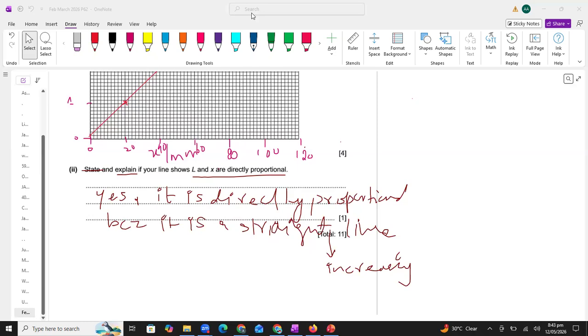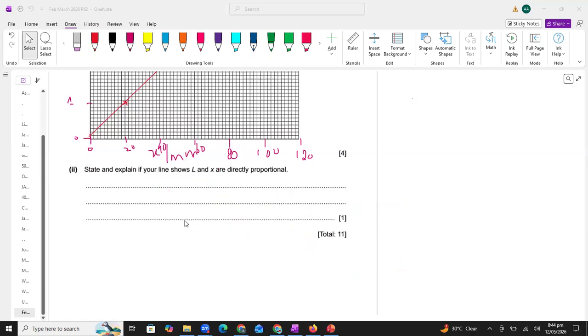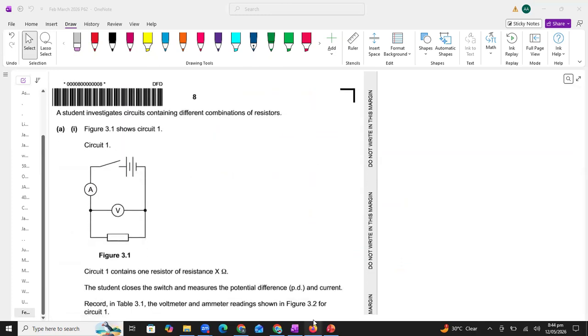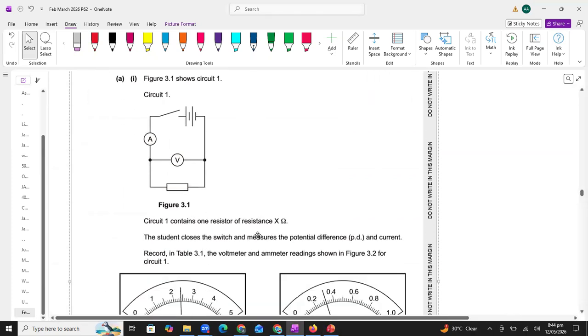Did you understand these questions, students? All right, beta. Now I'm going to clear the screen. We have done this graph. I'm moving towards the next question, question number 3, which is related to circuits.